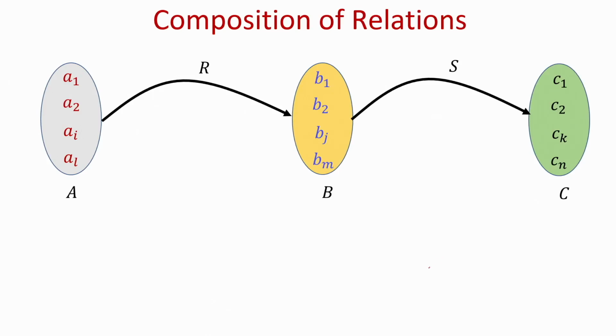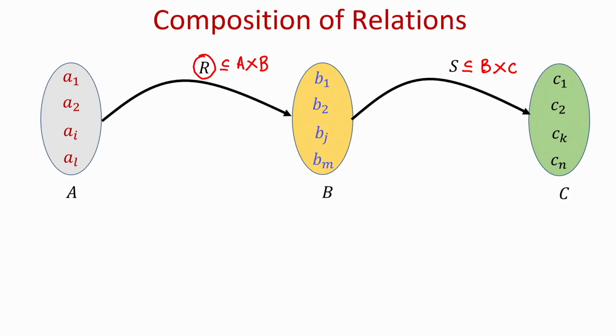Now, we can perform another interesting operation on relations, which is called the composition of relations. Imagine you are given two relations R and S. The relation R is from the set A to B, so R is a subset of A cross B, and your relation S is from the set B to C, so S is a subset of B cross C. I am taking here three arbitrary sets A, B, C. They may be the same, they may be different, there is no relationship, they are just arbitrary sets here.